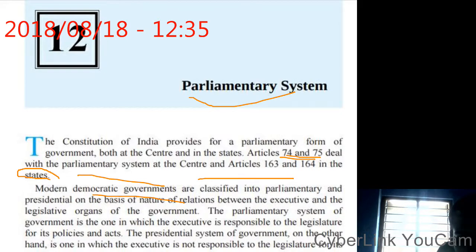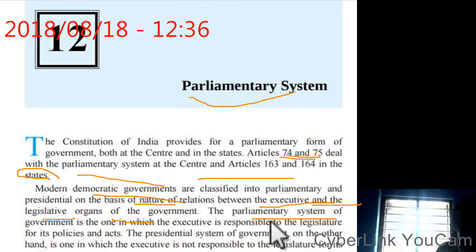So modern democratic governments are classified into parliamentary and presidential on the basis of nature of relation between the executive and the legislative organ of the government. तो मॉडर्न डेमोक्रेटिक गवर्नमेंट जो है उसको क्लासीफाई करते हैं पार्लियामेंट्री एंड प्रेसिडेंशियल ऑन द बेसिस ऑफ नेचर ऑफ रिलेशन बिटवीन एक्सिक्यूटिव एंड द लेजिस्लेटिव ऑर्गन में.